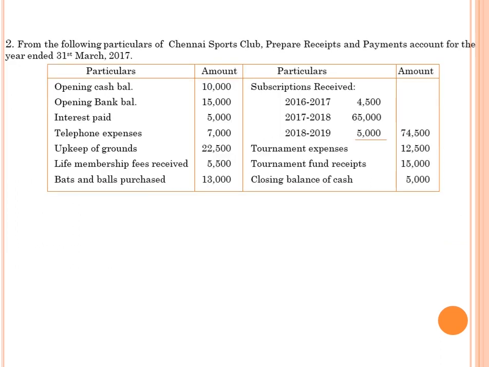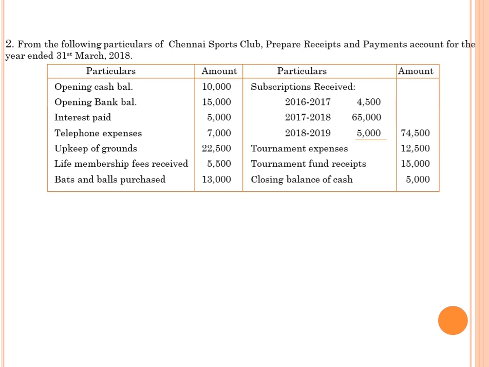Listen carefully. Now problem number 2. From the following particulars of Chennai Sports Club, prepare the receipts and payment account for the year ended 31st March 2018. Here also are the 4 columns: particulars, amount, particulars, amount. Start with the first 2 columns. Opening cash balance 10,000, opening bank balance 15,000, interest paid 5,000, telephone expenses 7,000, upkeep of ground 22,500, life membership fees received 5,500, bats and balls purchased 13,000, subscription received: 16-17, the previous year, 4,500; 17-18, current year, 65,000; 2018-19, subsequent year, 5,000. Tournament expenses 12,500, tournament fund receipts 15,000, closing balance of cash 5,000 rupees.